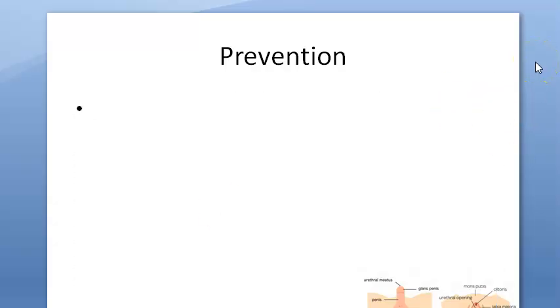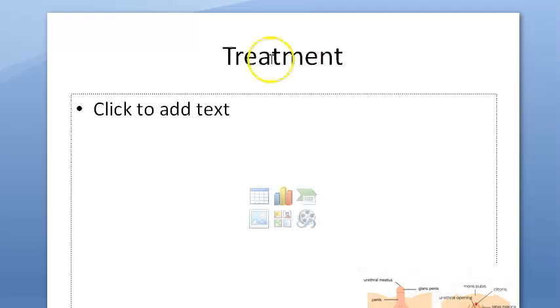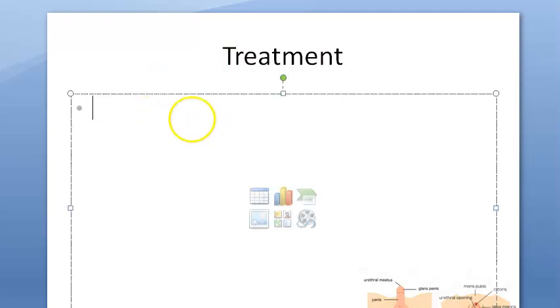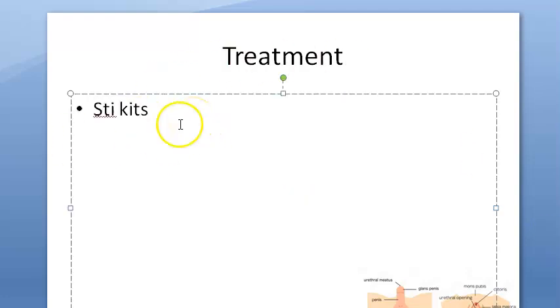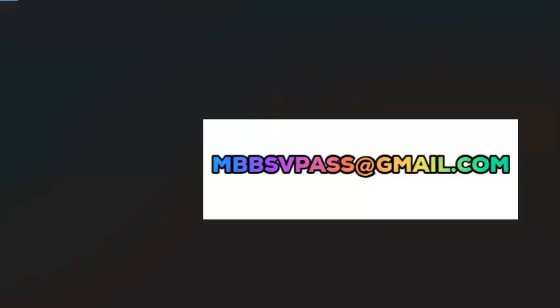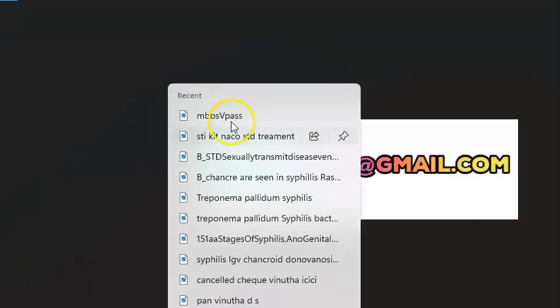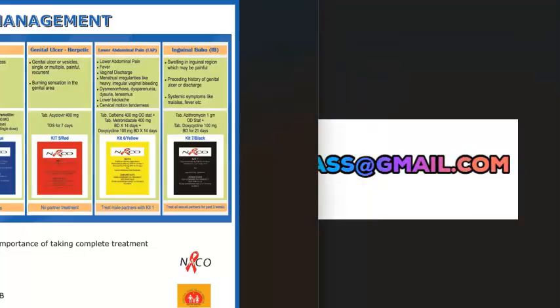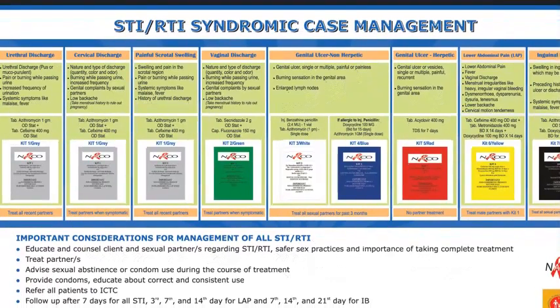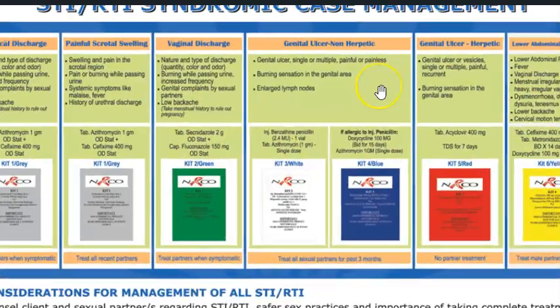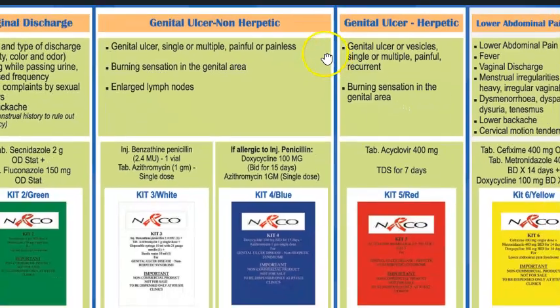Okay. Now let us go to the treatment, okay? Now treatment, guys, we have to talk about STI kits here. That's what they want us to talk about. Let's go to the NACO STI kits and read that. Where is it? STI NACO kit. Okay. STI kit. So let us go to the one that we are looking at, genital ulcer.